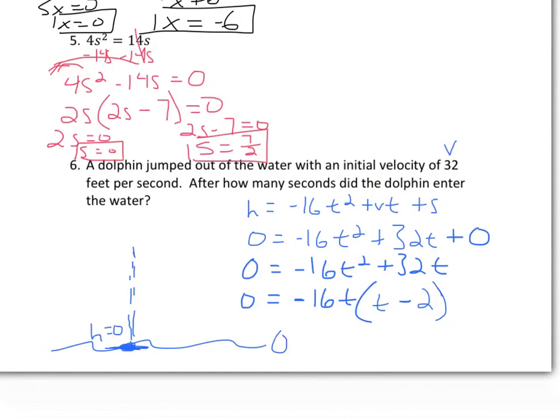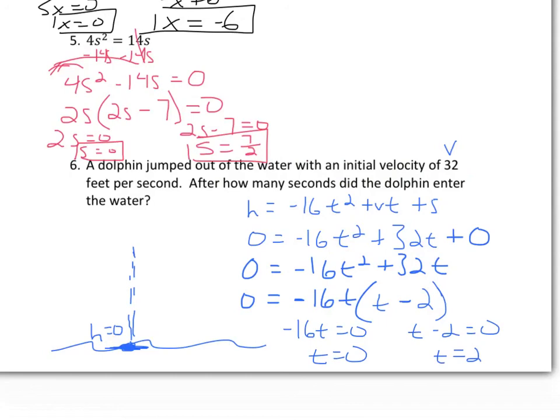Then to solve this, we know that either negative 16t equals 0 or t minus 2 equals 0. So we have t equals 0 or t equals 2.